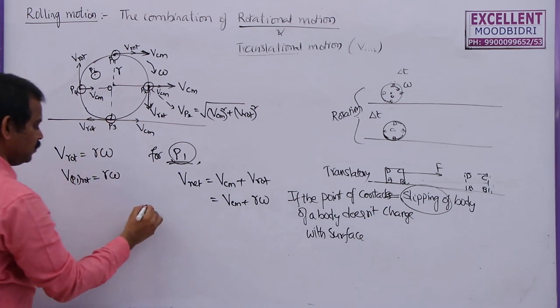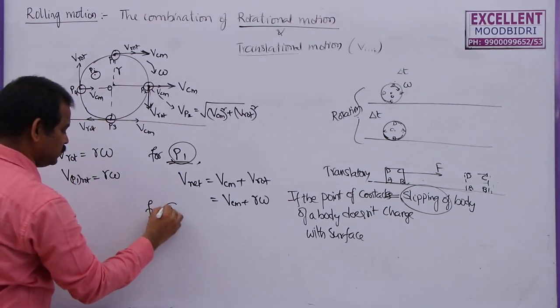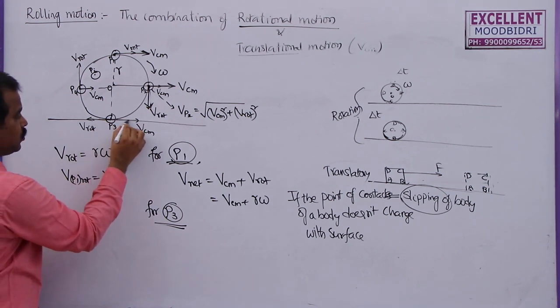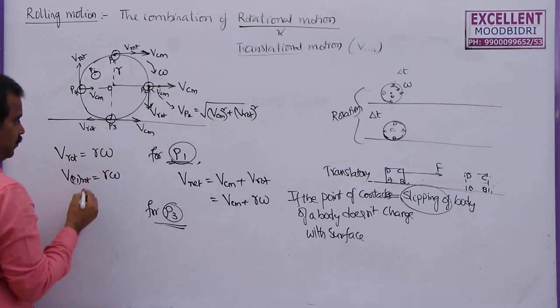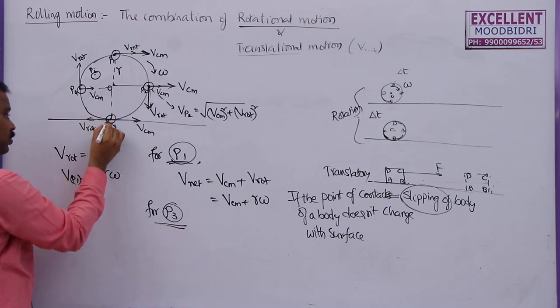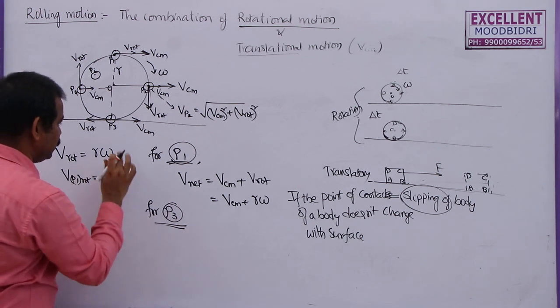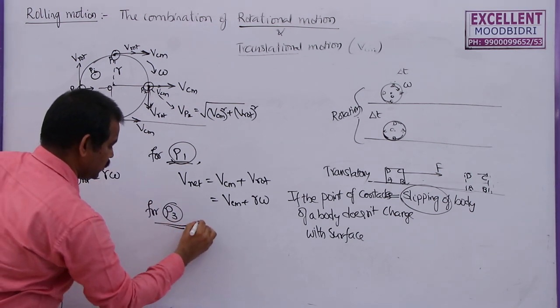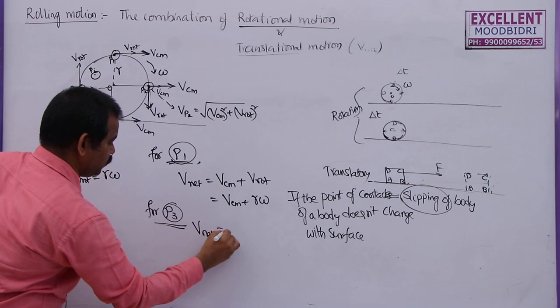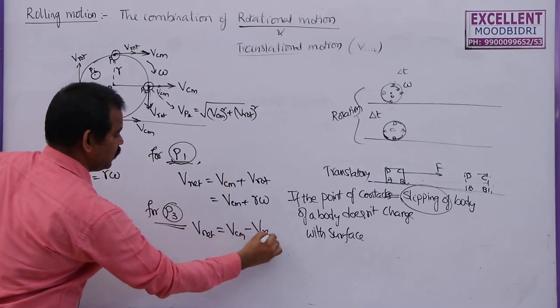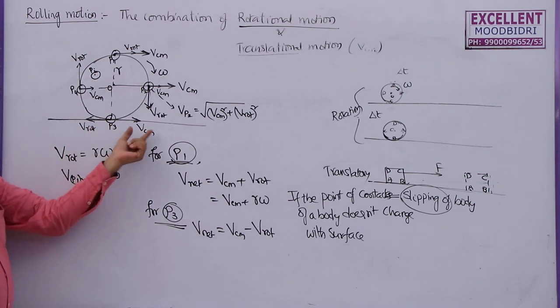Now here the interesting point is for P3: you can see the velocity of center of mass due to translatory motion, V_CM, is in this direction. The linear velocity due to rotation is in the opposite direction. Here these two are acting in opposite directions. So what is V net at point P3? This is V_CM in the forward direction minus V rotation, because this is opposite to this.